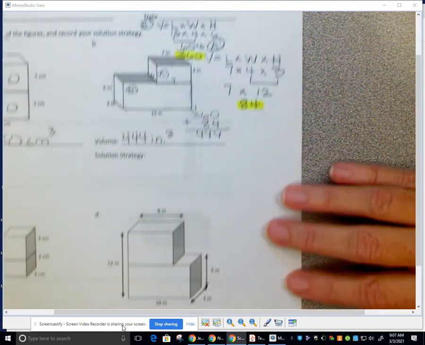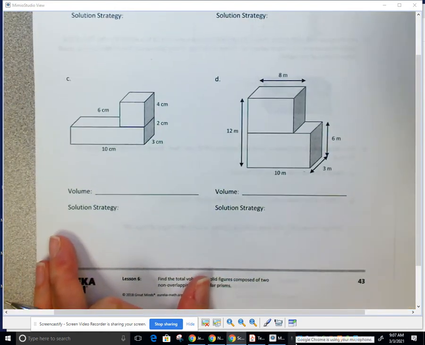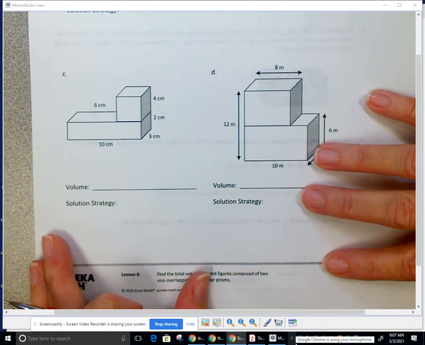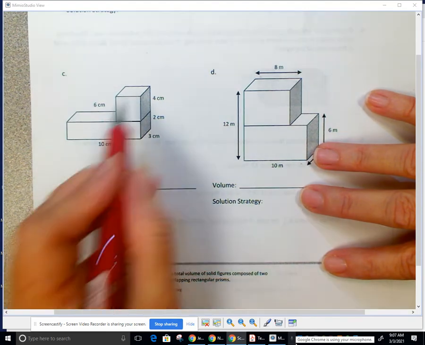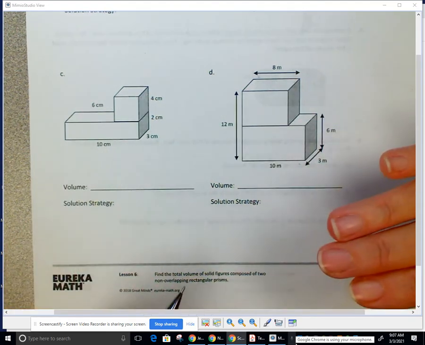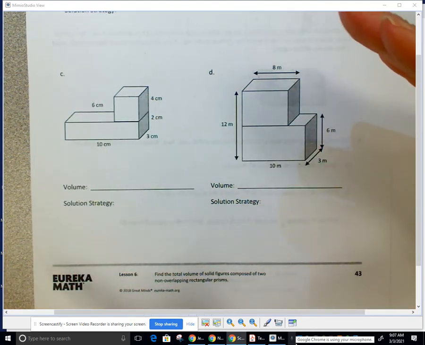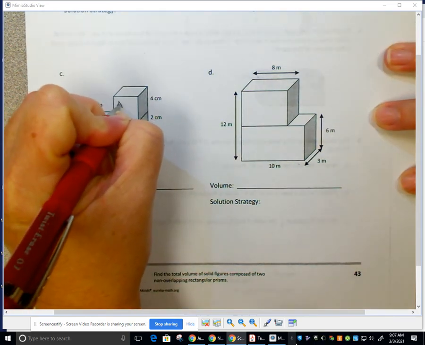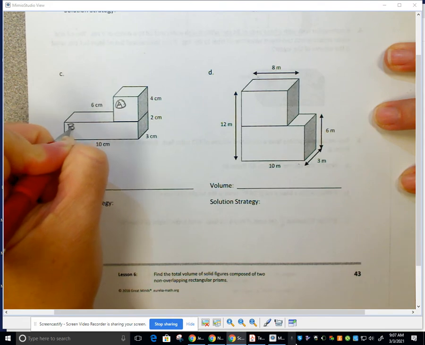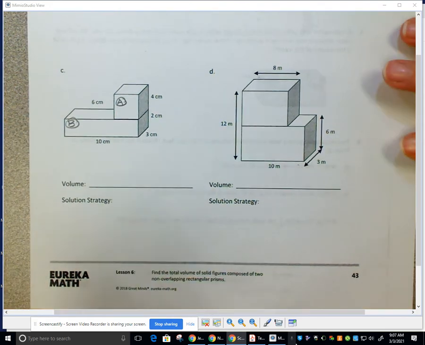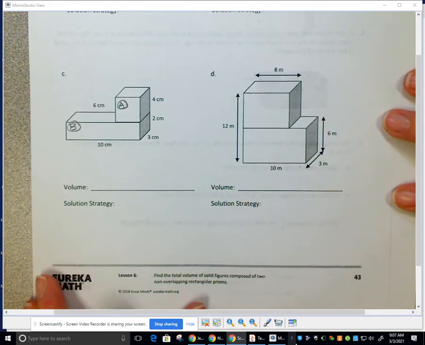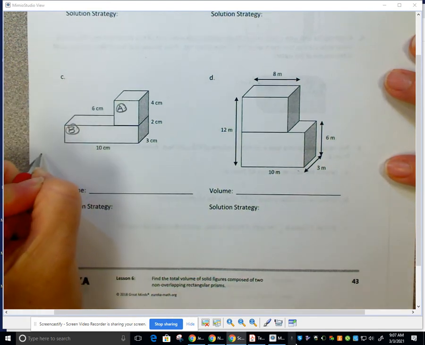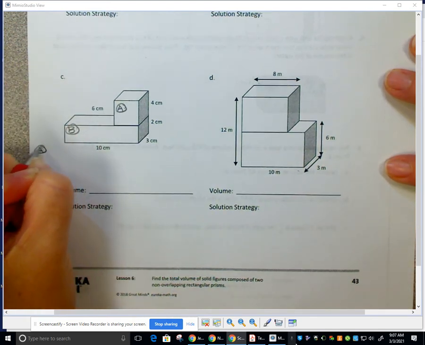Okay, let's go on to C. We'll break this one up again. They're not identical, so we can't get one and multiply that times 2 to get the other. I'll call this A, and I'll call this B. That just helps me keep them separate. Okay, let me do A first.